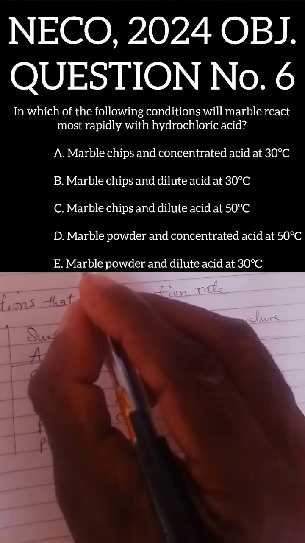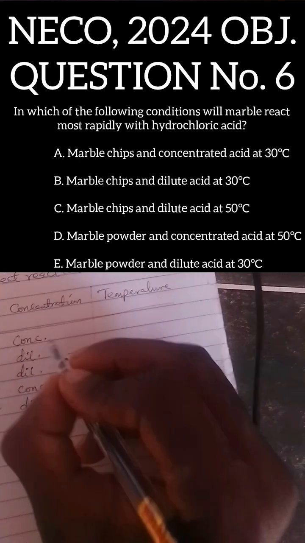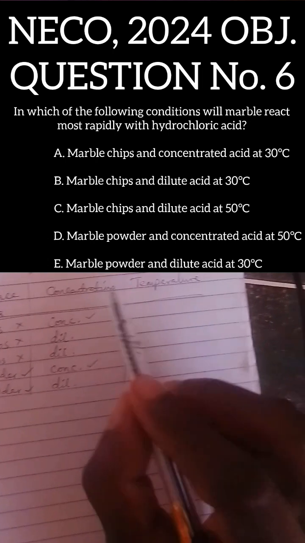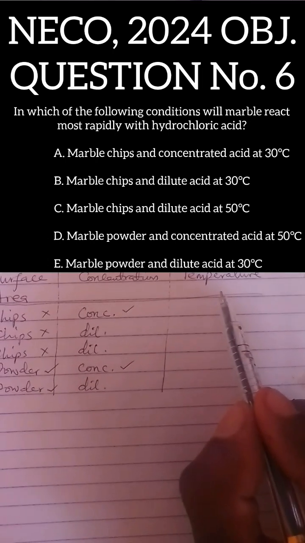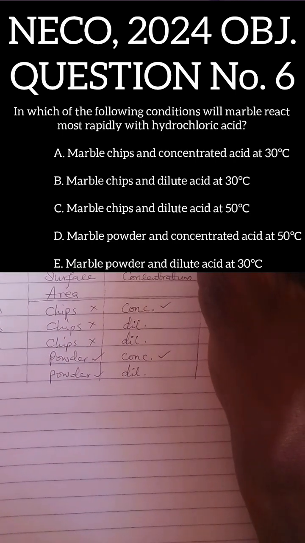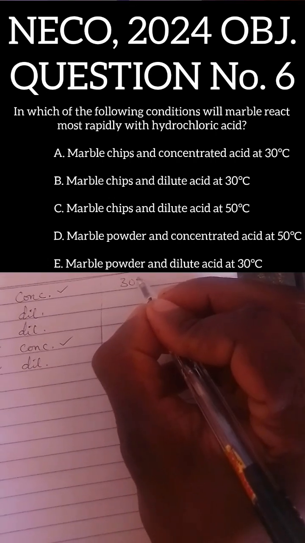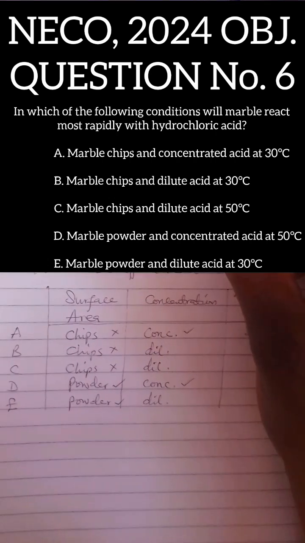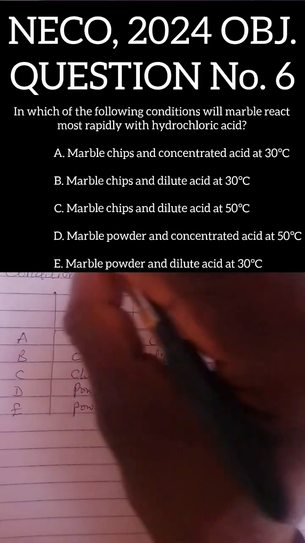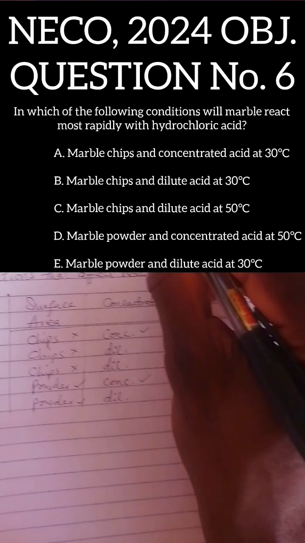You know that the higher the concentration, the higher the rate of chemical reaction. So we are going to mark the options that have concentrated, and that is D and A, the correct options. We move to temperature. A says 30 degrees, B 30, C 50, D 50, E 30. So we are going to write them accordingly. But you know, the higher the temperature, the higher the rate of chemical reaction. So after listing the temperature values, we are going to mark the ones that have 50 degrees Celsius.